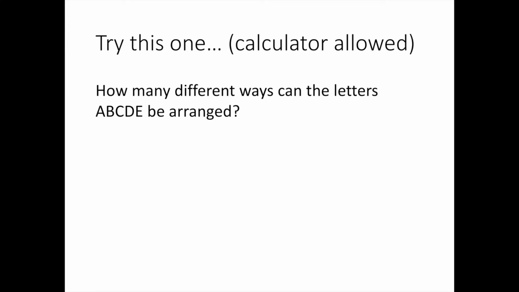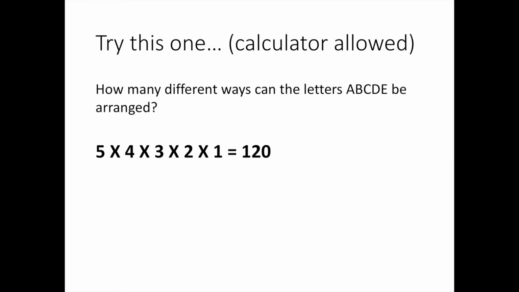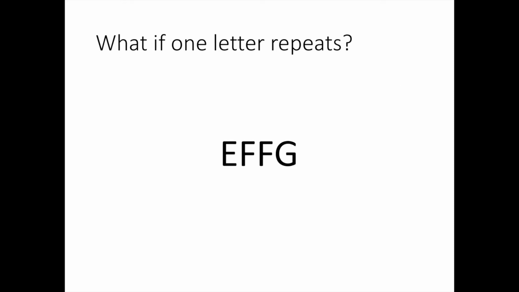Okay, now try this one yourself to see if you've got the idea. How many different ways can the letters A, B, C, D, E be arranged? Pause the video, have a go, and then press play on the video to see the answer. There are 5 different letters, so you do 5 times 4 times 3 times 2 times 1, which gives you 120 different possible permutations. The next question is, how do you change this if one of the letters repeats?